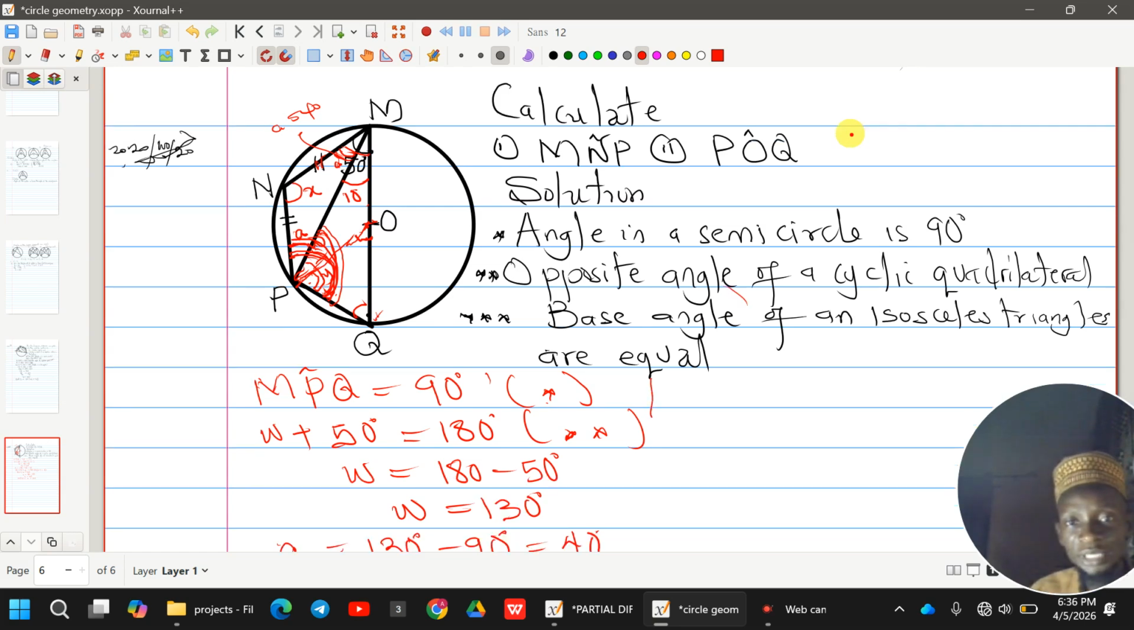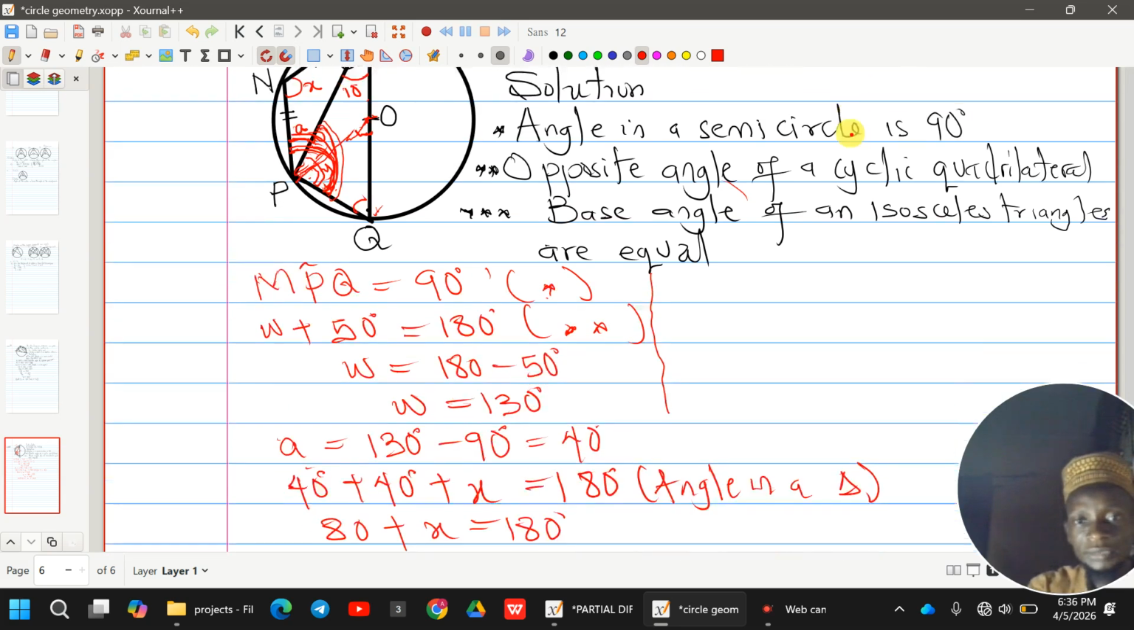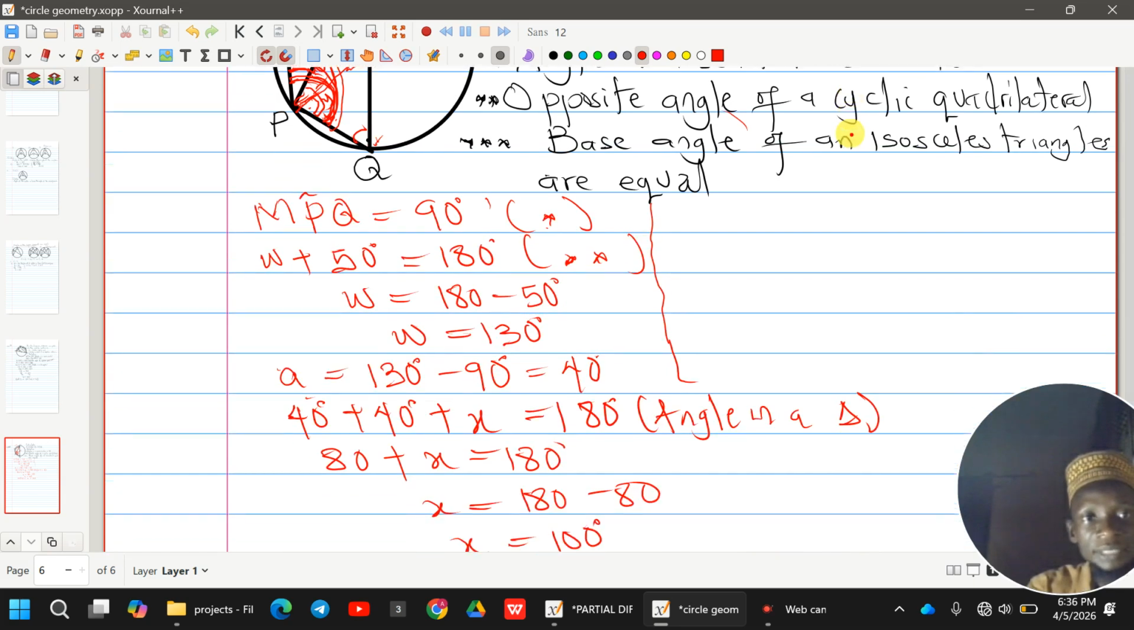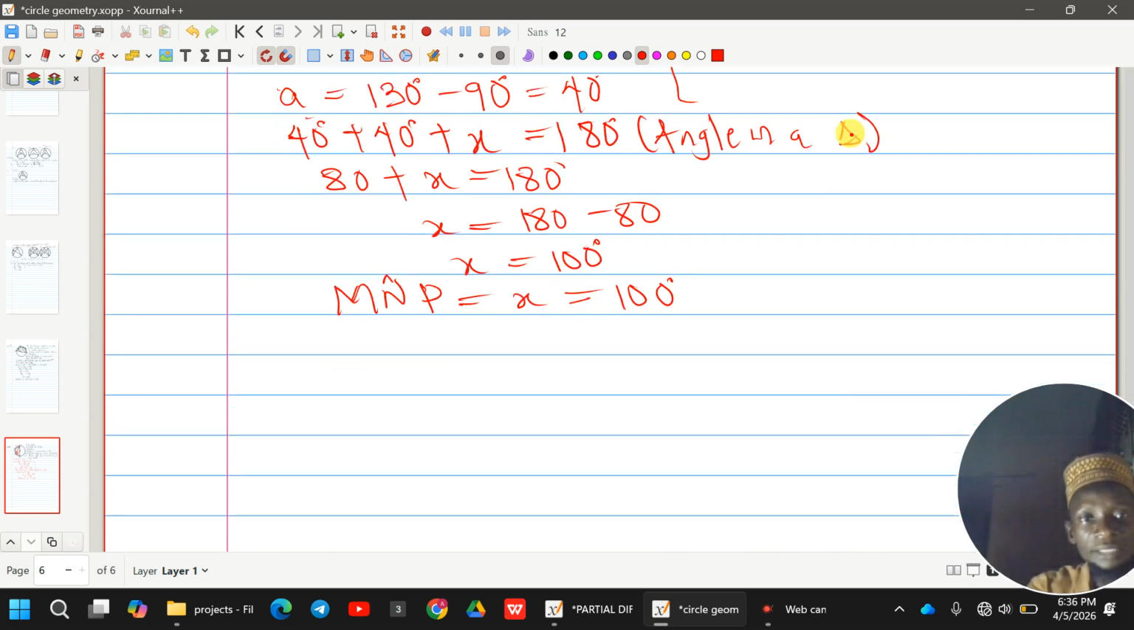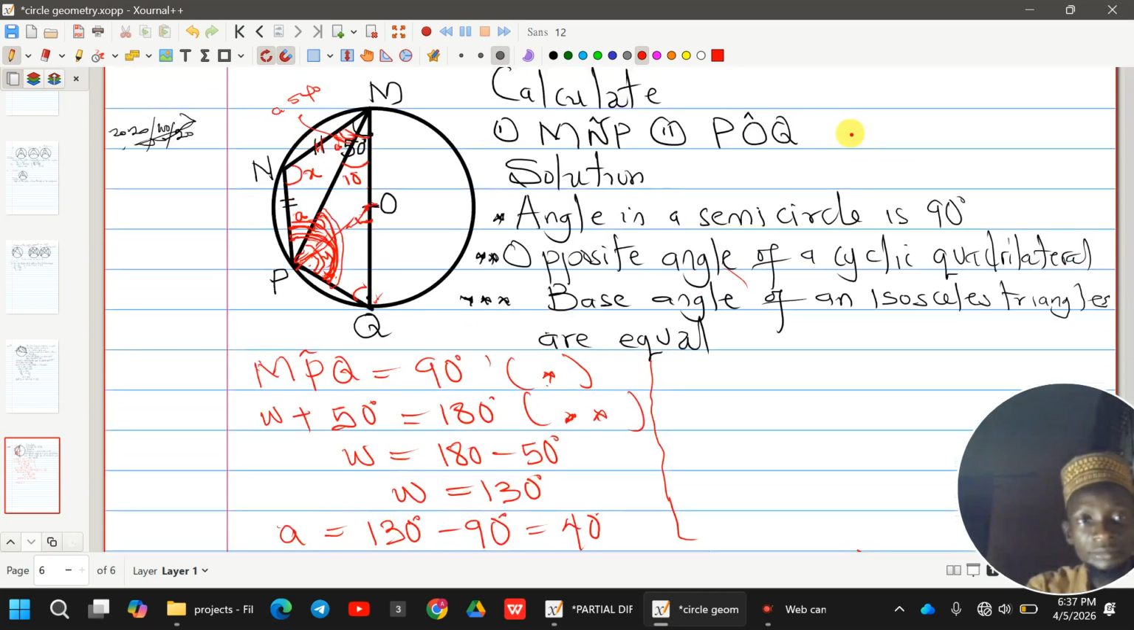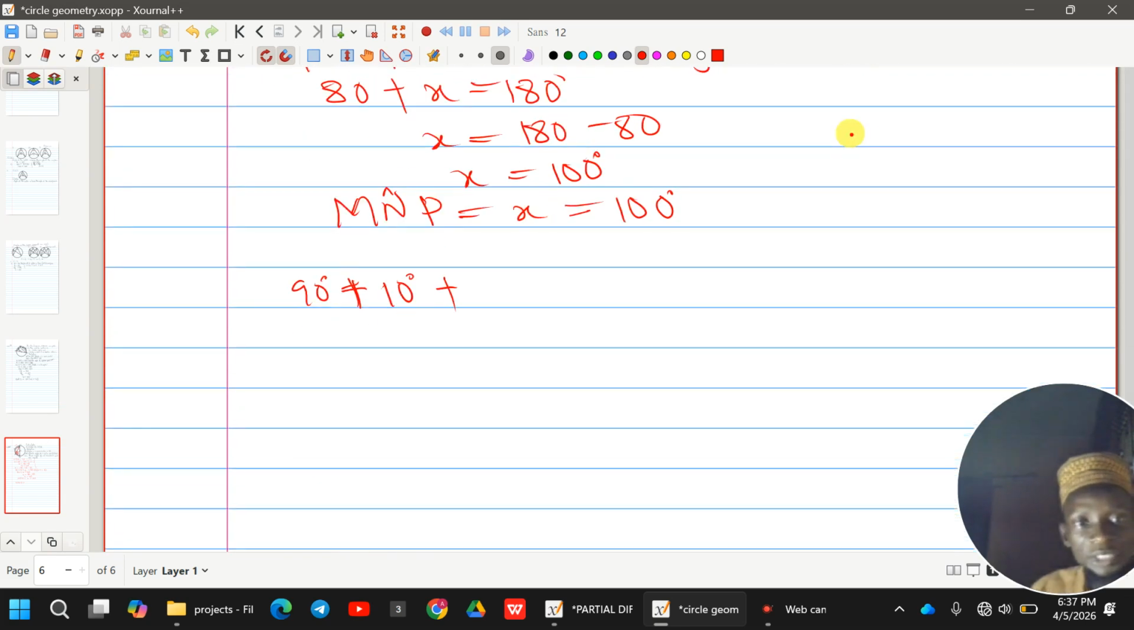Let me just write here. Okay. So let me write it. It doesn't matter. I can say 90 plus 10 plus. So the whole of this one is 90 degrees, okay? Plus 10 plus this value here. Let me call this one B. So this one is B, which is equal to 180. That is angle in a triangle.